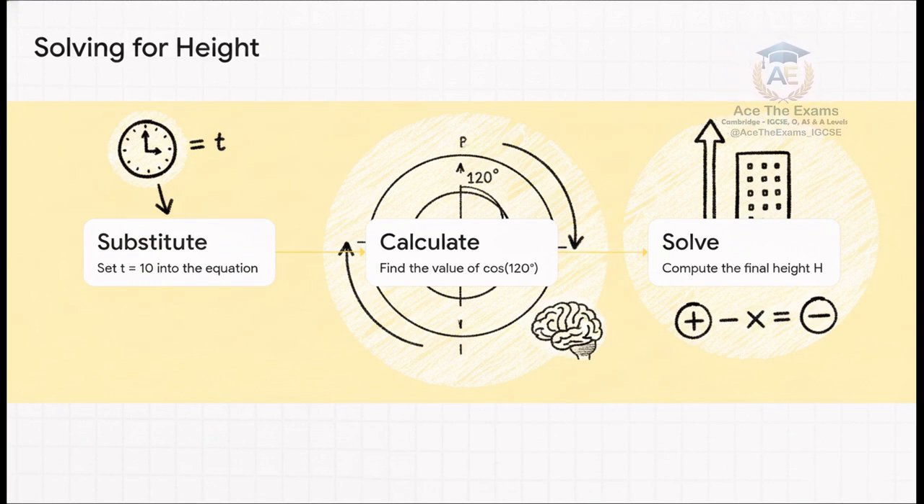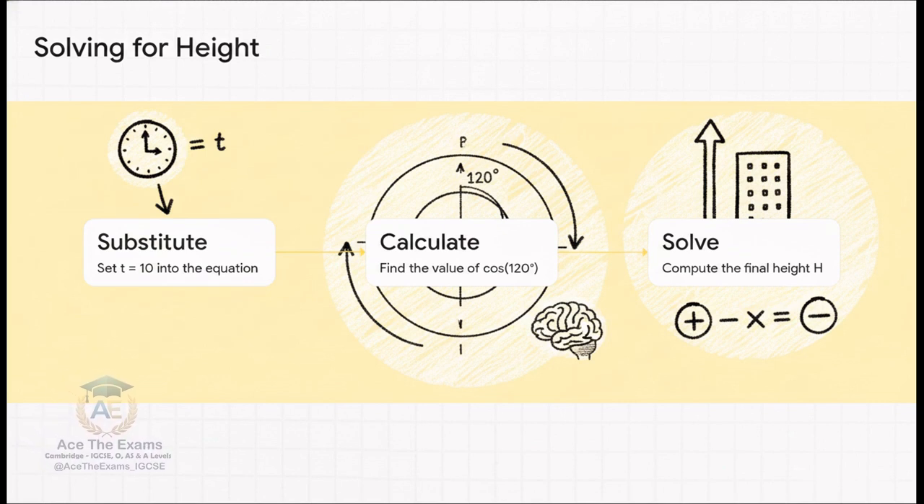Step 2. We need to calculate the value of the cosine of 120 degrees. Now, if you know your unit circle, and you absolutely should, you know that 120 degrees sits squarely in the second quadrant, where cosine is always negative. Specifically, the cosine of 120 degrees is negative 0.5.